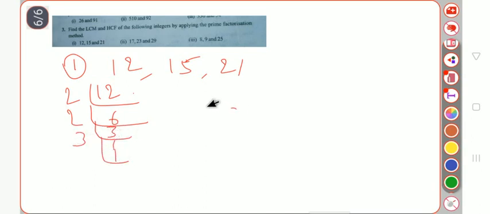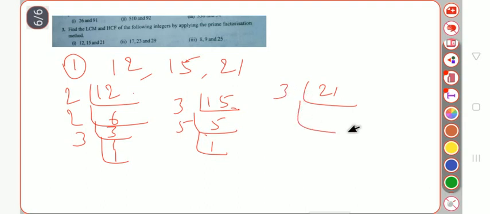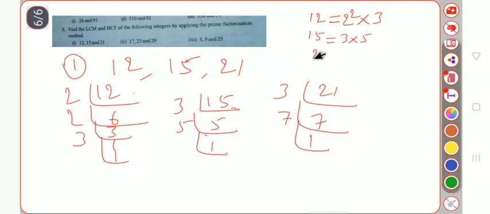Okay, similarly for 15, 3 fives are 15, 5 ones are 5. Similarly for 21, 3 sevens are 21, 7 ones are 7. Now write all the prime factors here. 12 can be written as 2 to the power 2 into 3. 15 can be written as 3 into 5, and 21 can be written as 3 into 7.